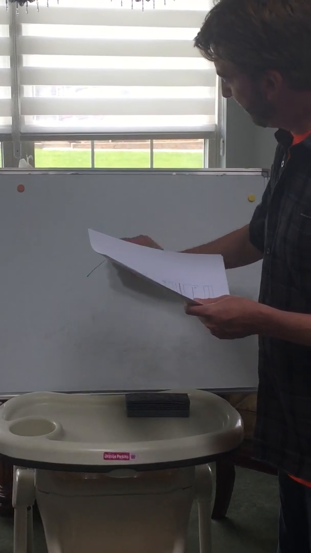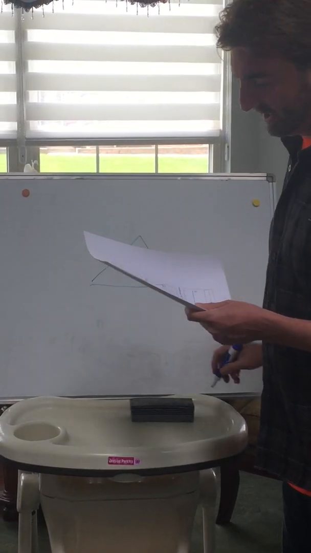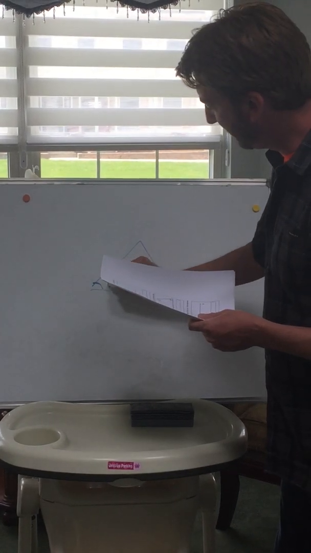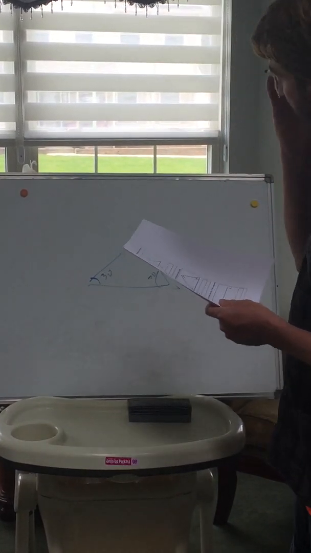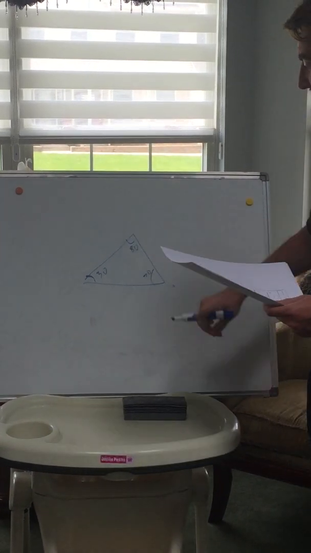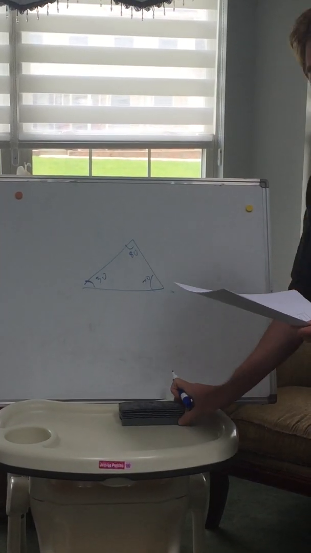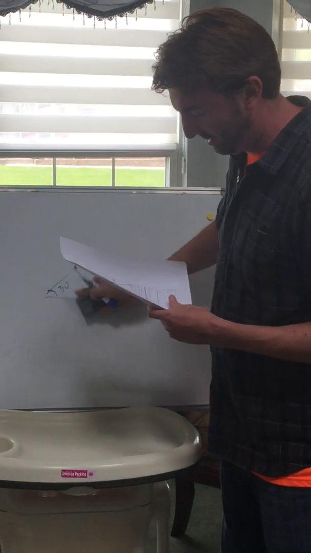The next one said name the triangle, and it had a 30 degrees, an 80 degrees, and a 70 degrees. An acute triangle has 3 acute angles. All 3 of these are less than 90 degrees, so that is an acute triangle.